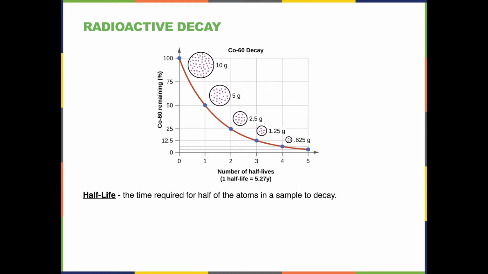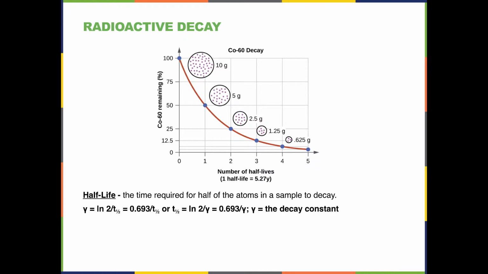So anyway, radioactive half-life, as we've said over and over again, is the time required for half the atoms in a sample to decay. And this is just an example of cobalt, which has a radioactive half-life of about 5.27 years. What you can see is if you start with a 10-gram sample, after one half-life, you have 5 grams. After 2 half-lives, you have 2.5 grams, and so forth. So after 5.27 years, you have 5 grams. After 10.54 years, you have 2.5 grams, etc.